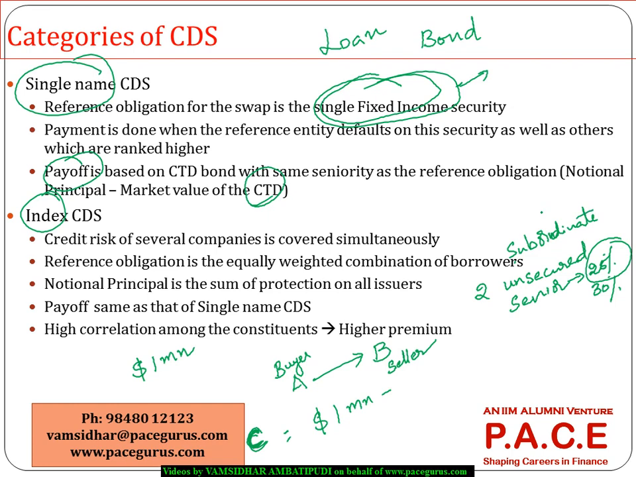So the cheapest to deliver bond here is trading at 25% of the par value. So whenever I am talking about the payoff that would be incurred in case there is a default, 1 million minus 25% of 1 million, working out to 0.75 million. 0.75 million is the payoff in case of a default. This is the scenario that happens in case of single name CDS.